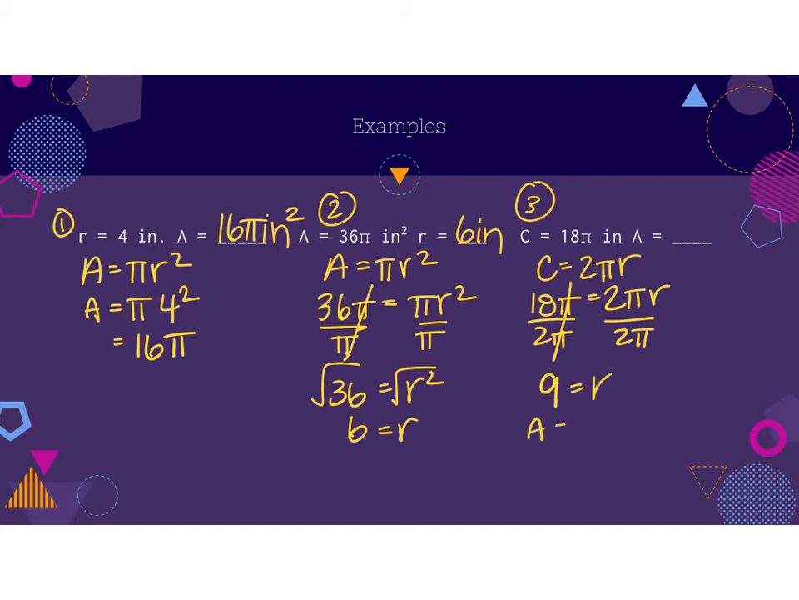Now I can substitute that into our formula. Area equals pi r squared. Area equals pi times radius of 9 squared. 9 times 9 is 81. So we have 81 pi. The area is 81 pi inches squared. Again, we need to leave it in terms of pi.